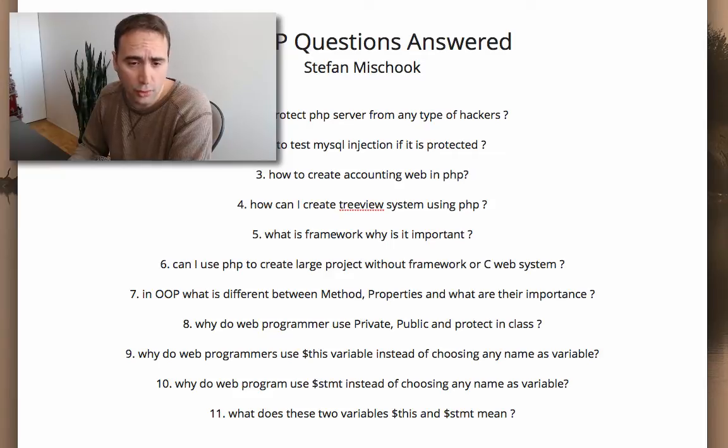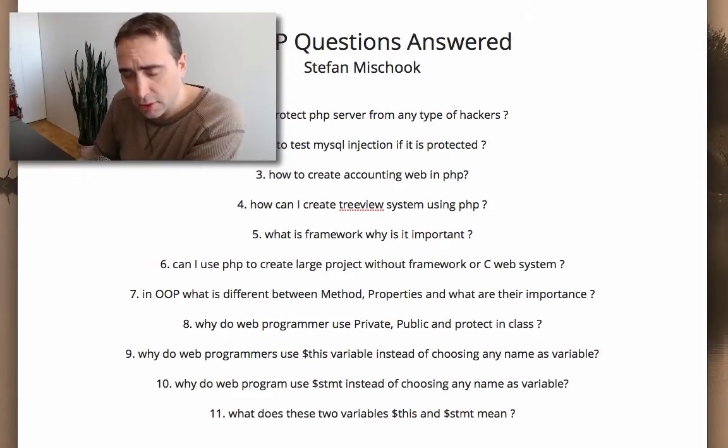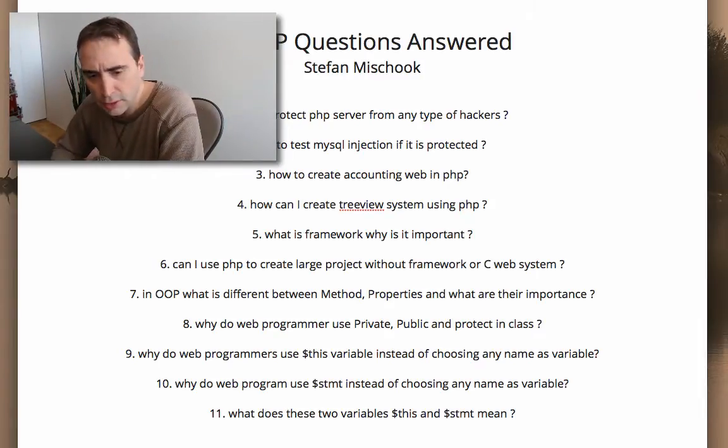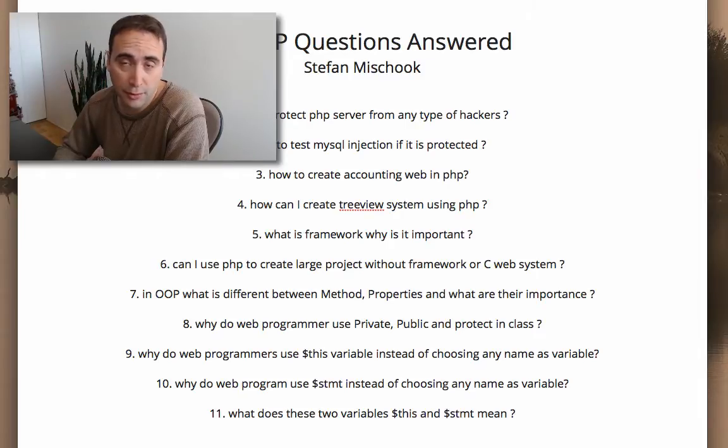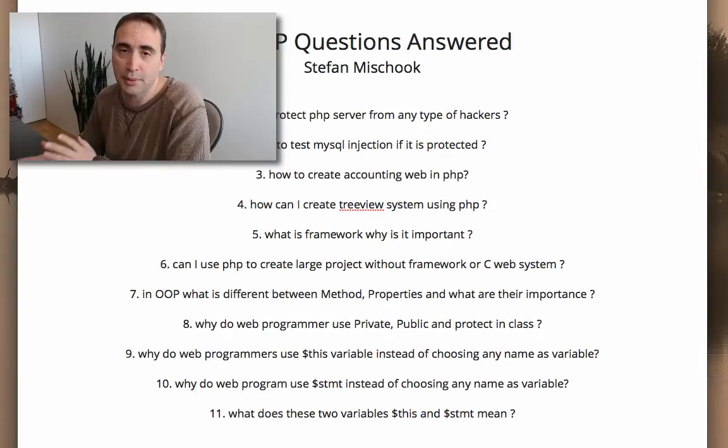Number 8. Why do web programmers use private, public, or protected in a class? These are key, what's the word? I forget the word all of a sudden. Essentially, they are a way to control how people can access the code that you write. So when you declare an object being private, it's not accessible by other objects, or you can do that with a method. For instance, if you declare a method public, then anybody can access that method. And protected is kind of a happy medium.